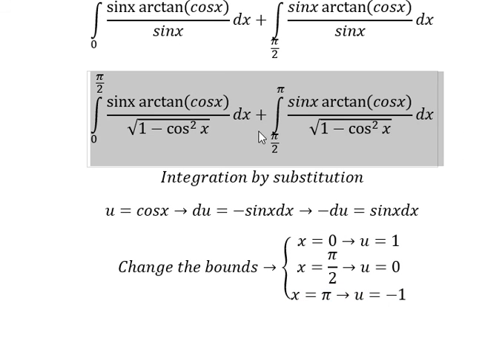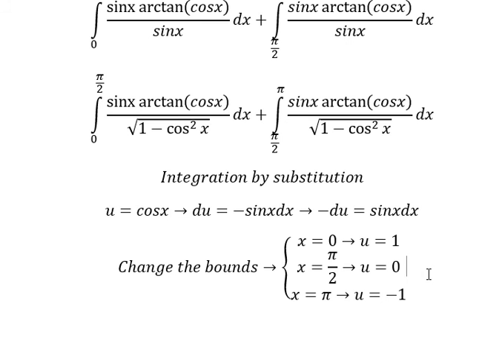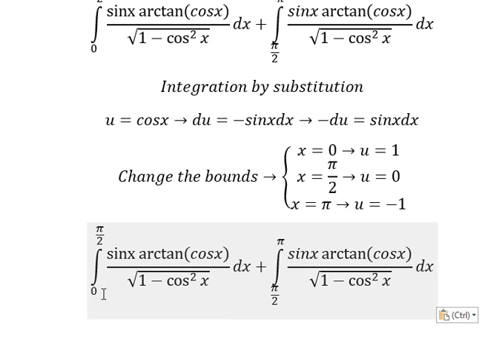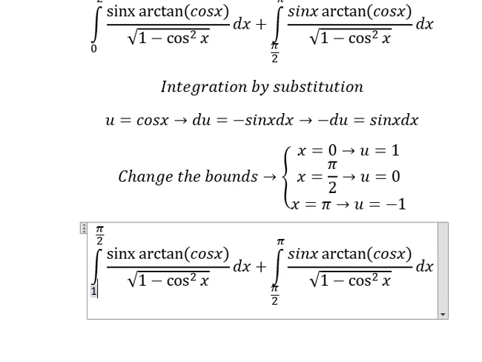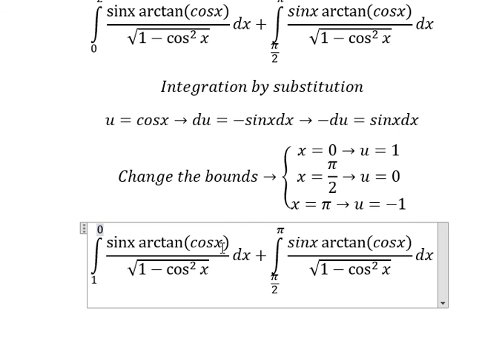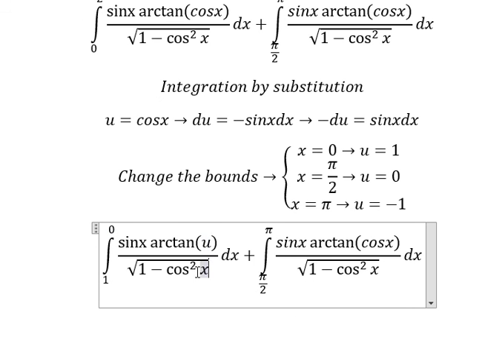So we need to change everything in here. 0 we change for number 1. This one we change for 0. Cosine x we change for u. And this one we change for u squared. Sine x dx we change for negative du.